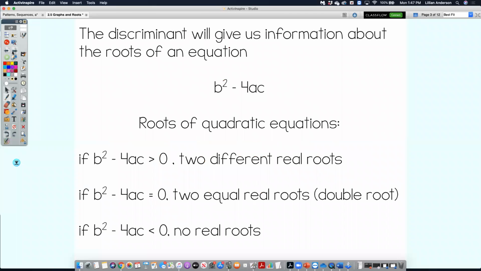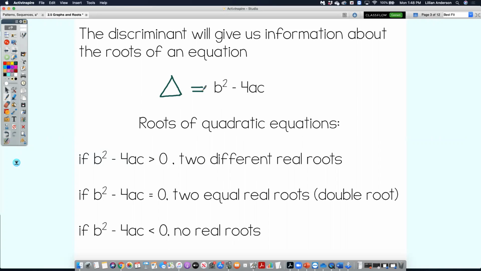So we'll start with the roots. The discriminant is a piece of the quadratic formula that tells us information about the roots of an equation. The discriminant, which is usually represented with a delta symbol, is b squared minus 4ac. That part that's underneath the radical in the quadratic formula. That alone is that one piece that will tell us the types of roots that we're going to have.